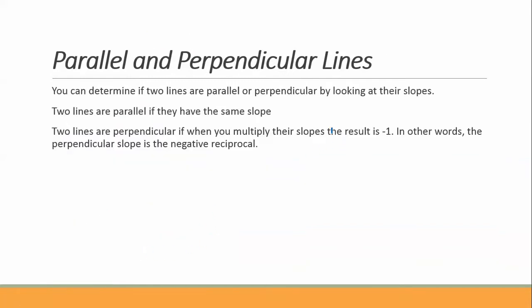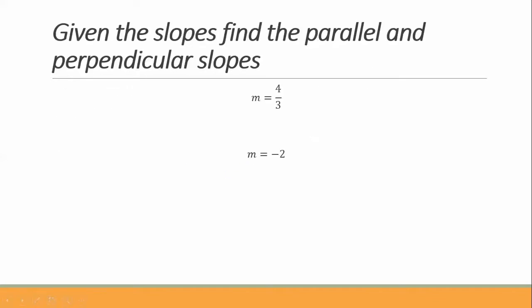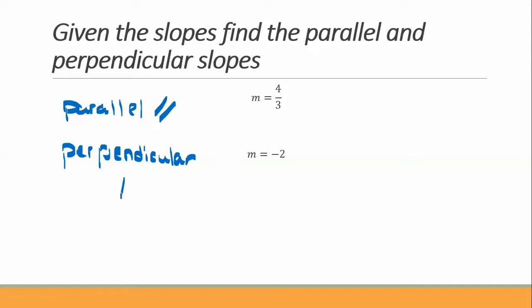Parallel and perpendicular lines. 2 lines are parallel if they have the same slope. 2 lines are perpendicular if when you multiply their slopes it equals negative 1. In other words, when you are looking for a perpendicular slope, you take the negative reciprocal. So let's see how that works. We want to find the slopes of the parallel and the perpendicular lines. Parallel we'll write as this shorthand, and perpendicular we'll write as that.